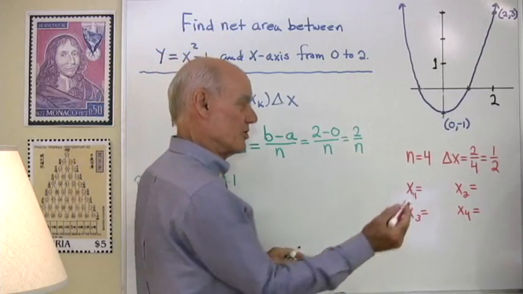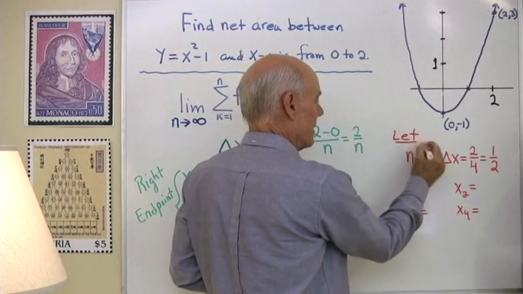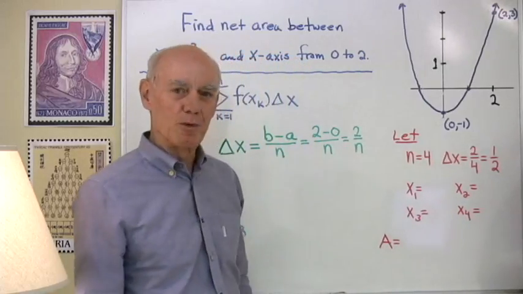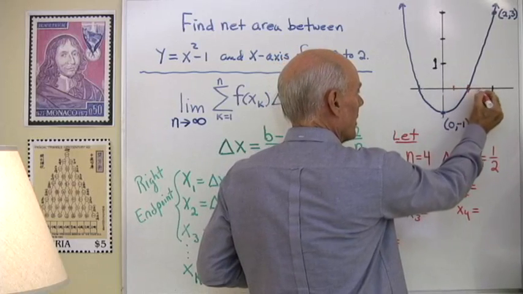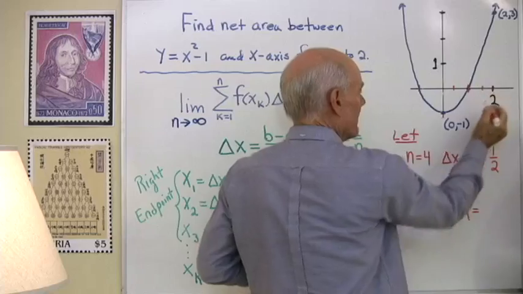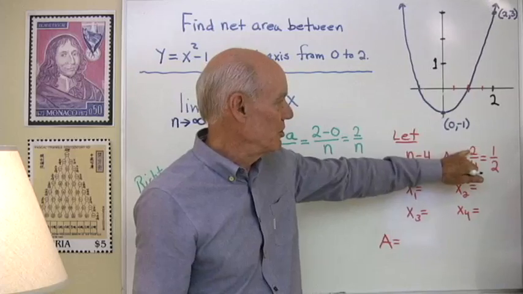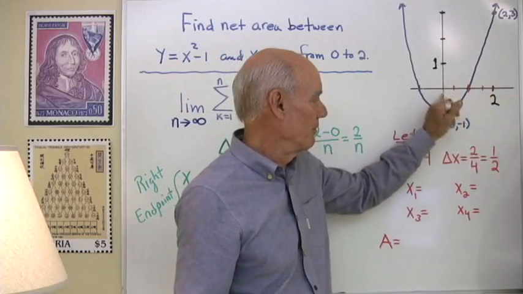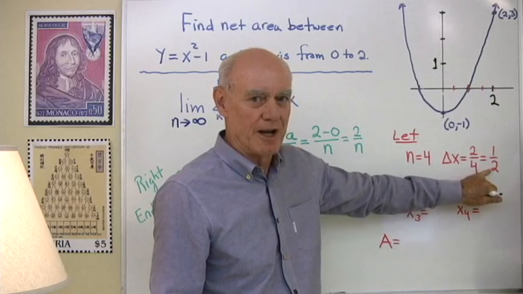Let's take a look at what happens if we let n be equal to 4. We want to divide it up into 4 little subintervals. They would look like this. Delta x then would be 2, the length of the whole interval, divided by the number of subintervals, which comes out to be 1/2.